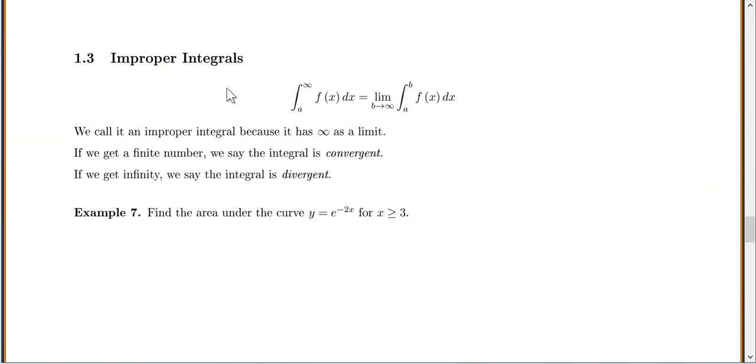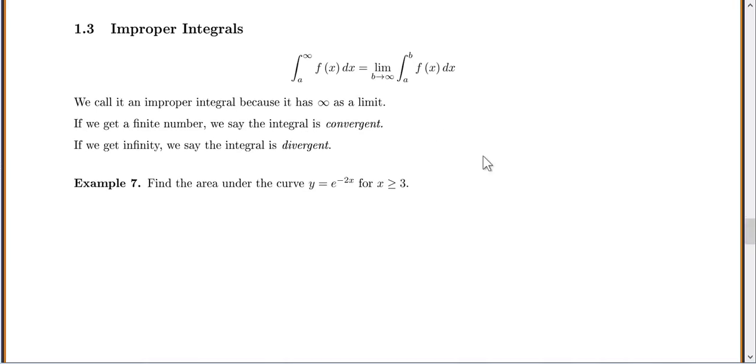So let's make this official. In our improper integrals, if we want to take the integral from a to infinity of f of x dx, we technically have to instead do the limit as b goes towards infinity of the integral from a to b of f of x dx. We call it an improper integral because it has infinity as a limit. If we get a finite number out of it, we say the integral is convergent. If we get infinity, we say it is divergent. So let's try some examples.